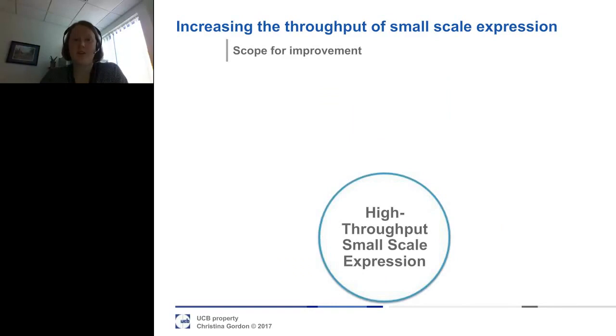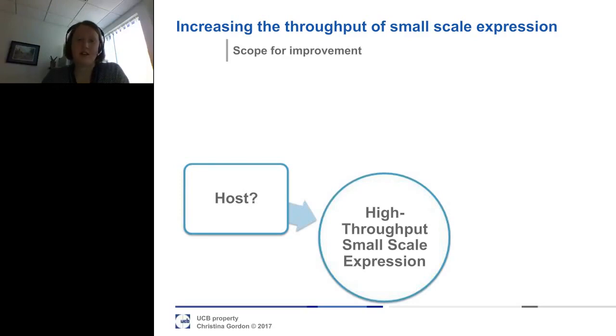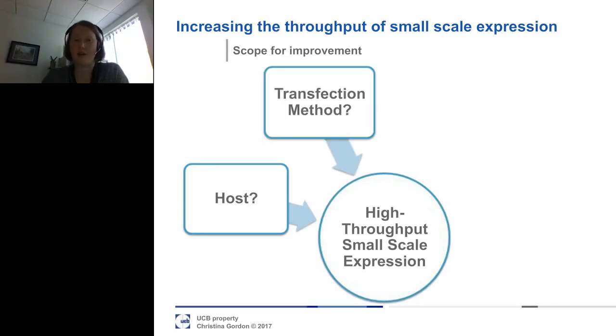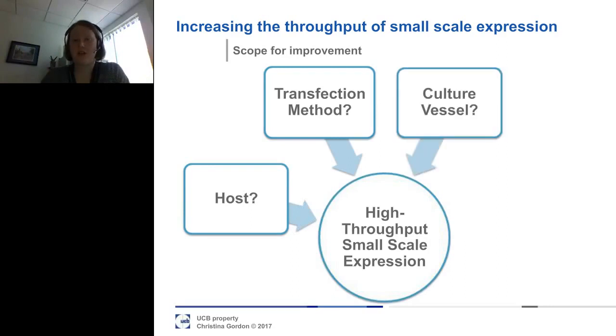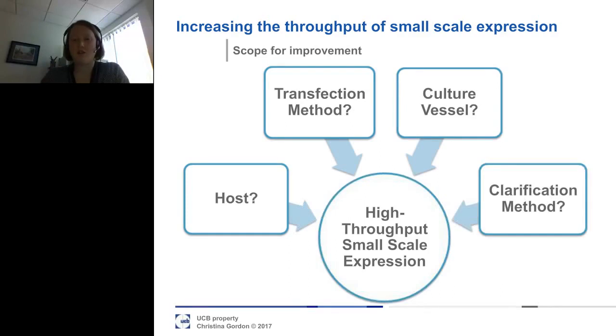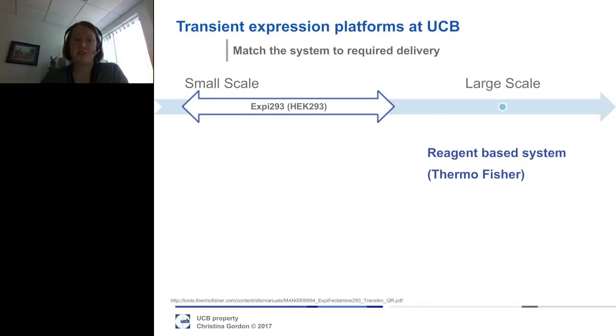So our aim was to develop a high-throughput small-scale expression platform, and for that, we wanted to have a look at the host again, find an optimal one, see which transfection method is the most suitable one, find a suitable culture vessel, and also try to improve our clarification method.